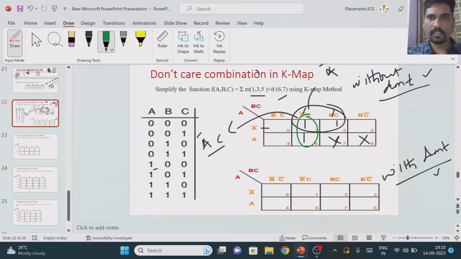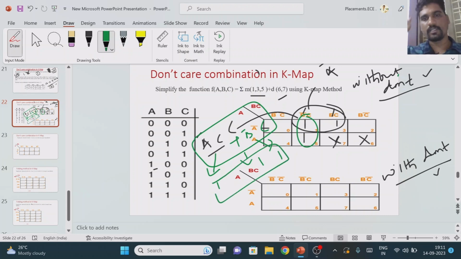This we can group, right? So what is the answer? Plus B bar C is the answer. See, just look at this expression, guys. For this we require one AND gate. For this we require one more AND gate. In order to perform the OR gate operation, we require three logic gates in total. In what case, guys? Without using the don't care combination.